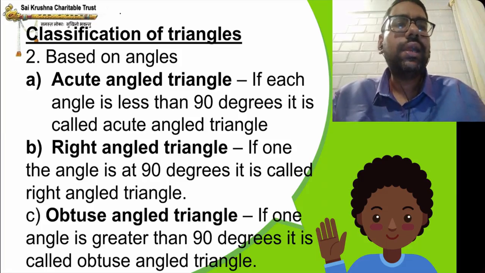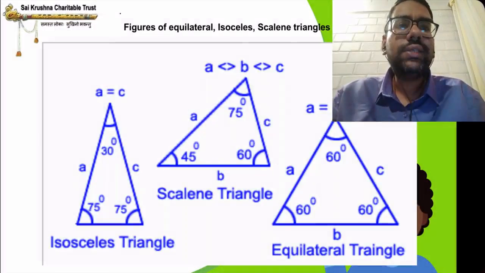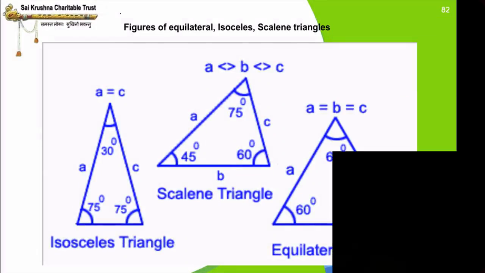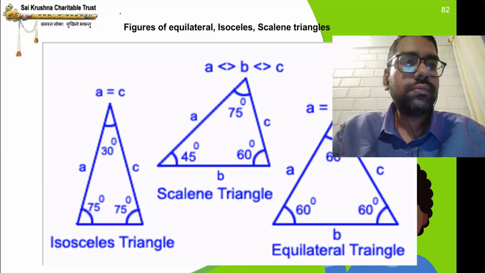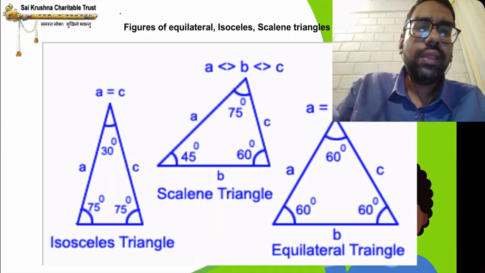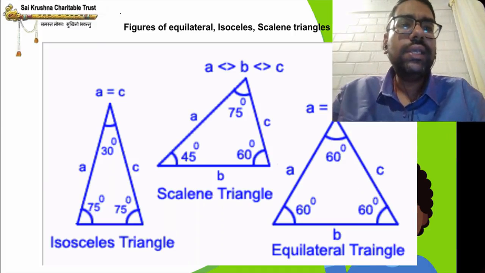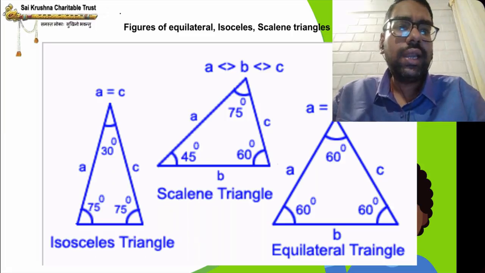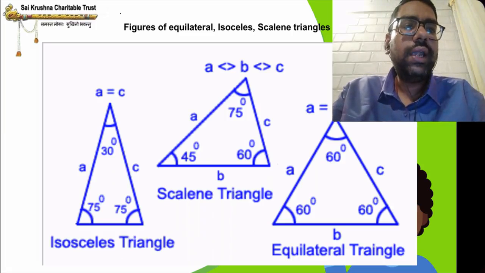triangle. Again, figures here. Say, pictures of a triangle, isosceles triangle, and scalene triangle. See the pictures here. First one, isosceles triangle: two sides are equal, two angles are equal. Scalene triangle: three sides are unequal, three angles are unequal. Equilateral triangle: it is 60, 60, 60. All are acute angles.